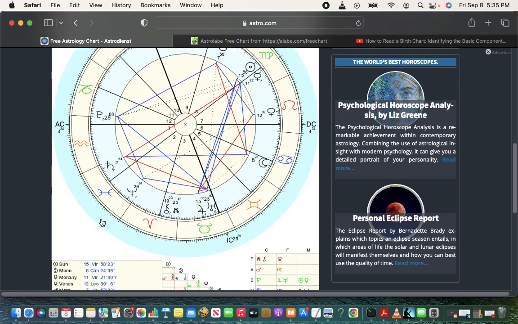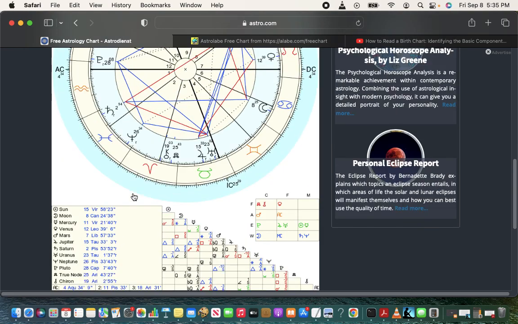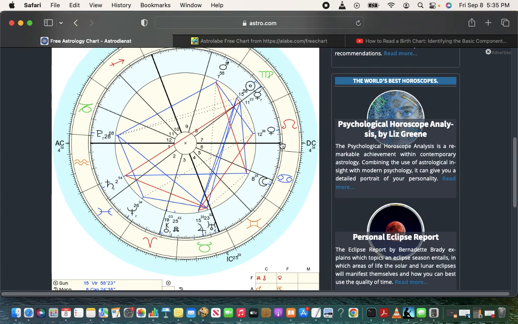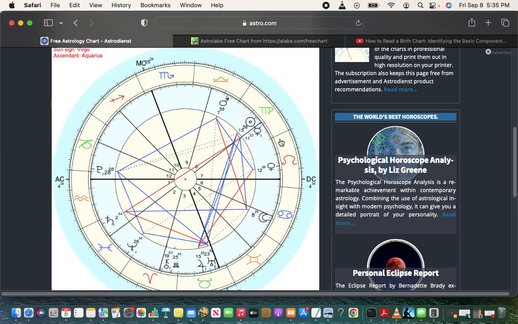So the next thing we're going to look at are the houses. So these are the houses here. This is the first house, beginning here in the sign of Aquarius. So in this chart, Aquarius is on the first house. Pisces is on the second house. Aries, the third. Taurus, the fourth. Gemini, the fifth. Cancer, the sixth. Leo, the seventh. Virgo, the eighth. And on around till we get to 12.